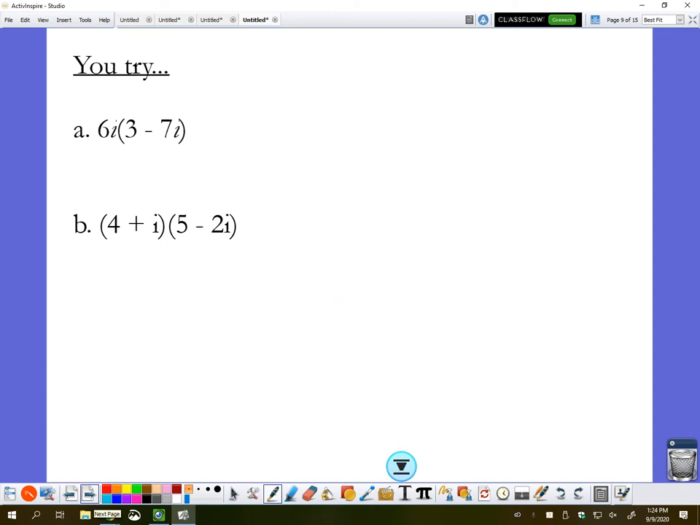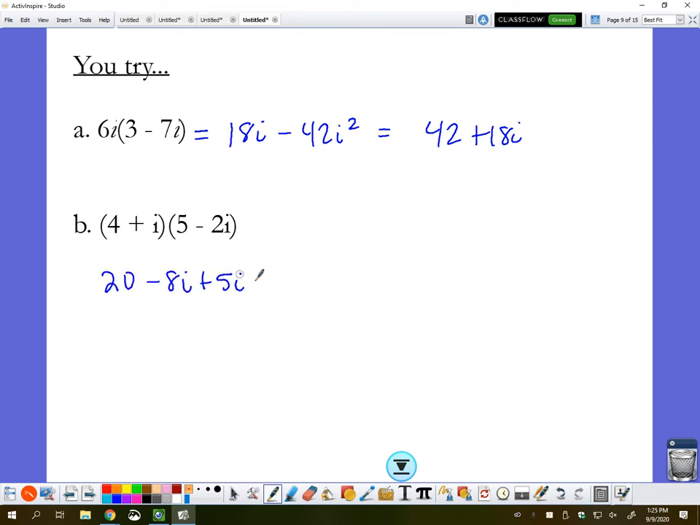All right, again, try and check. So 18i minus 42i squared gives me a positive 42 plus 18i. And 20 minus 8i plus 5i minus 2i squared, so really plus 2, so 22 minus 3i.